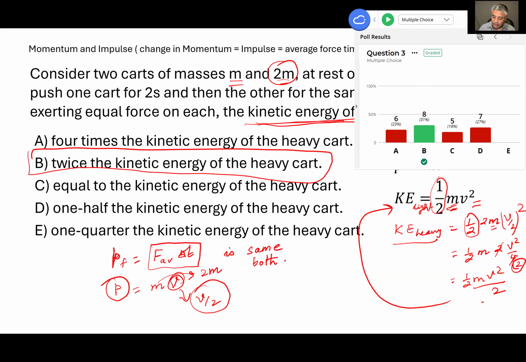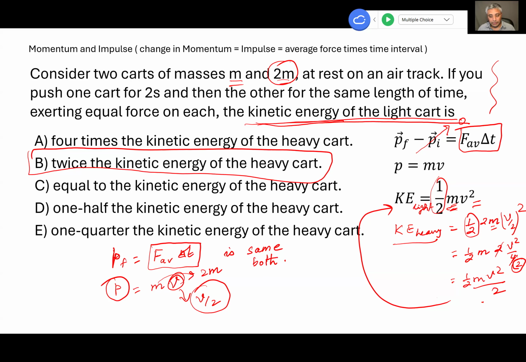So yes, it is a little bit complicated, but it allowed us to review the idea about the impulse momentum theorem and momentum, kinetic energy, and the relationship between momentum and kinetic energy. So this is a very good question for the review of the idea. Okay.